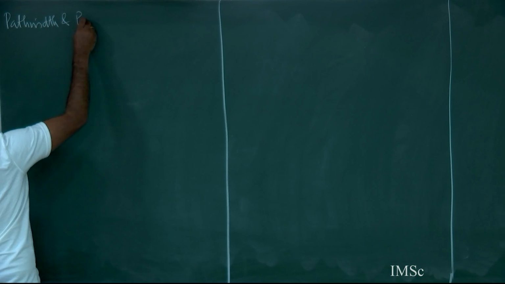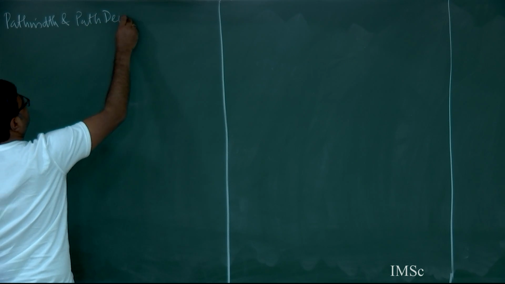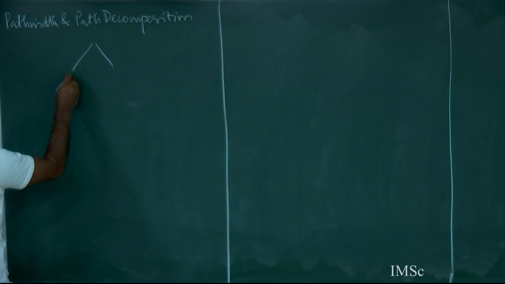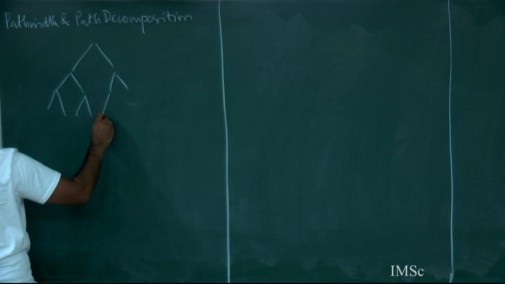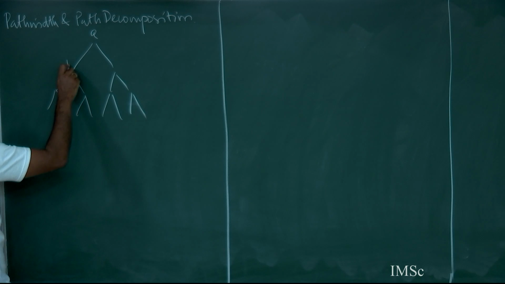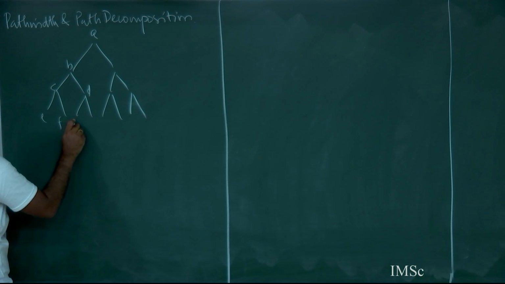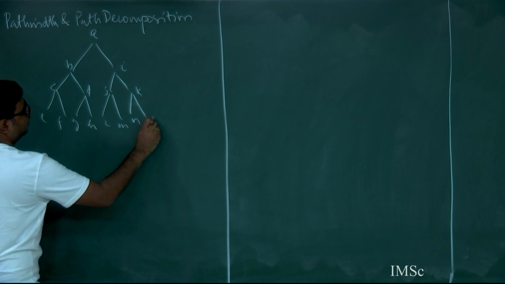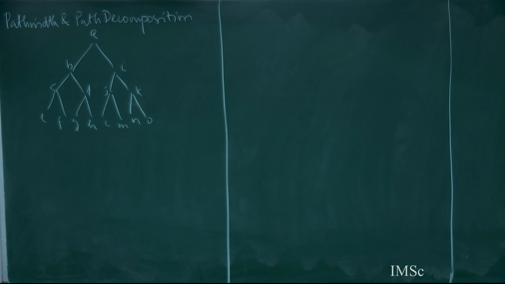Yesterday we reached the definition of path width and path decomposition, and the question which I asked you: what is the path decomposition of a binary tree? For example, what is the path decomposition of this tree? Let's call the vertices A, B, C, D, E, F, G, H, I, J, K, L, M, N, O. Suppose this is it. So what is the path decomposition of this graph?